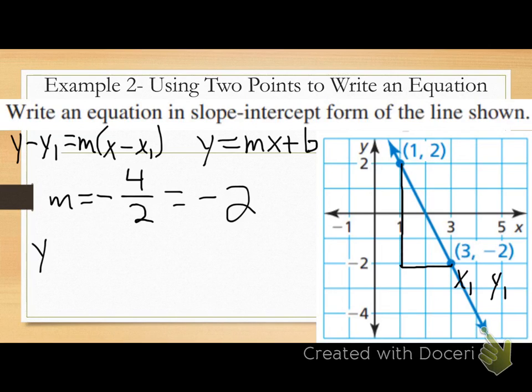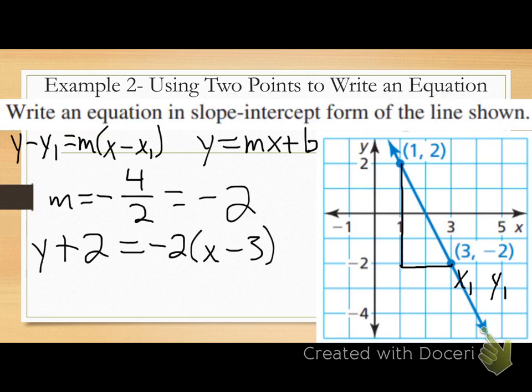So I get y minus, what's y1? Negative 2. Is everyone okay if I just go ahead and put plus 2? Yep, because it would be minus a negative, which turns into plus. Equals, what's my slope? Negative 2. Negative 2 times x minus, what's x1? 3. We okay with that? Questions about point slope form?